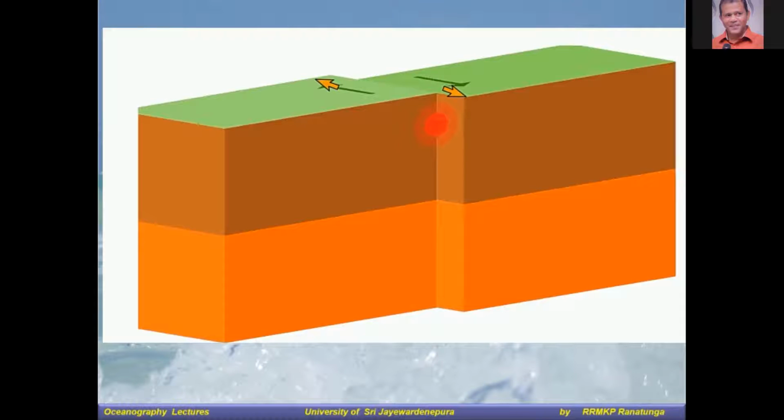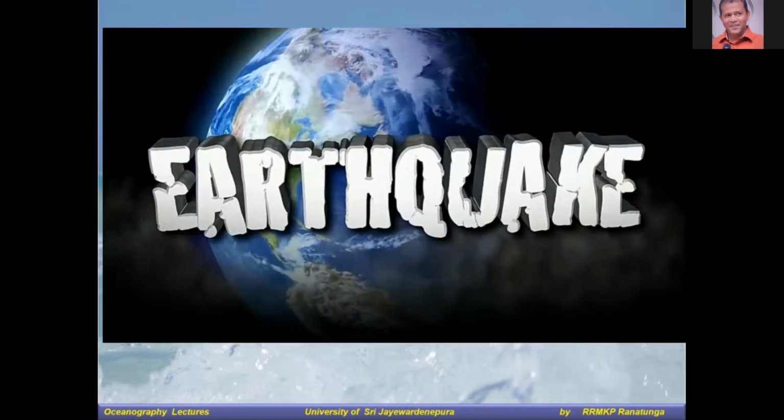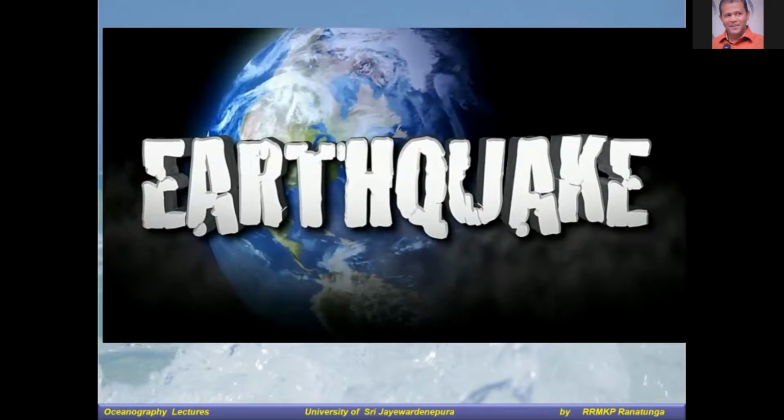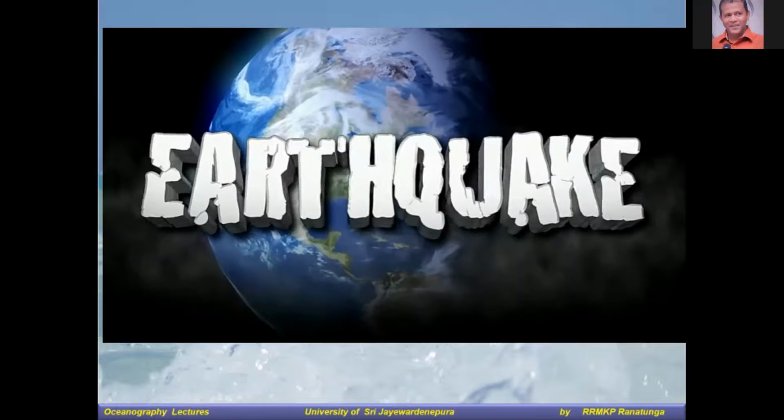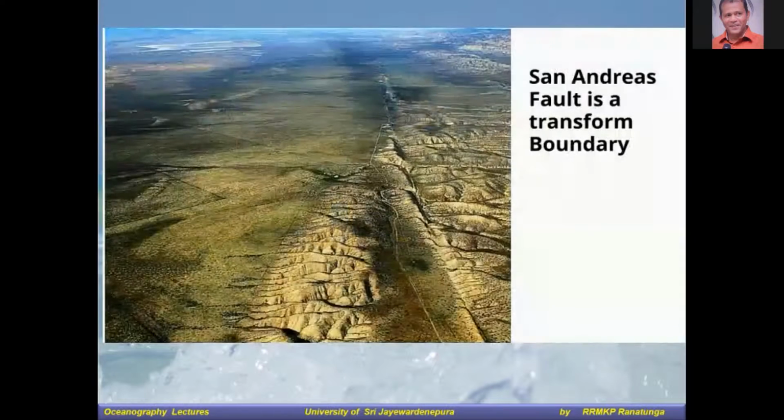When the plates move next to each other, they do not go along smoothly. Instead, they scrape at each other in a series of sudden slippages of crustal rock, and these can be felt as earthquakes. Unlike the other types of boundaries, transform boundaries generally do not produce magma. The San Andreas Fault in California is a major transform boundary.